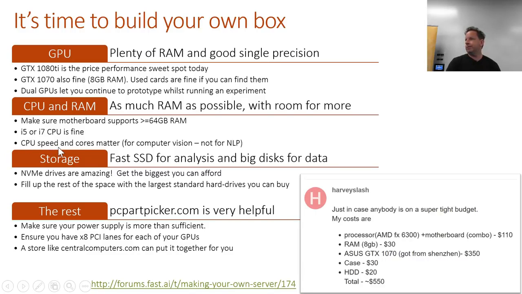Often you'll hear CPU speed doesn't matter. If you're doing computer vision, that's definitely not true. It's very common now with these like 1080 Ti's and so forth to find that the speed of the data augmentation is actually the slow bit that's happening on the CPU. So it's worth getting a decent CPU.